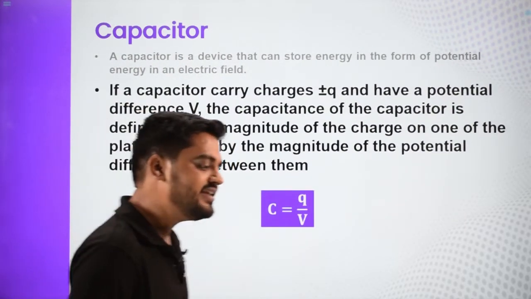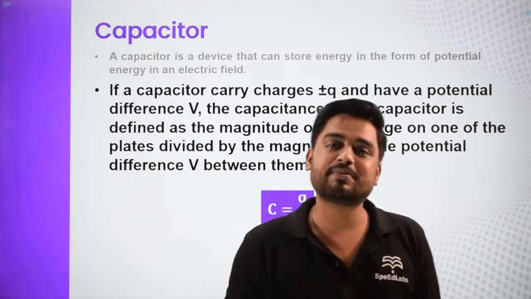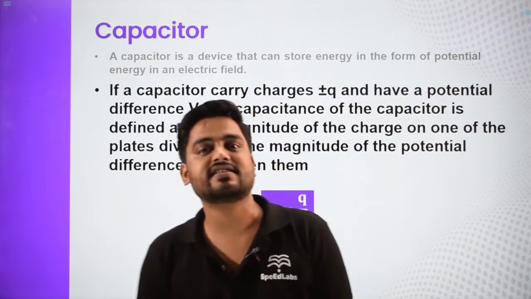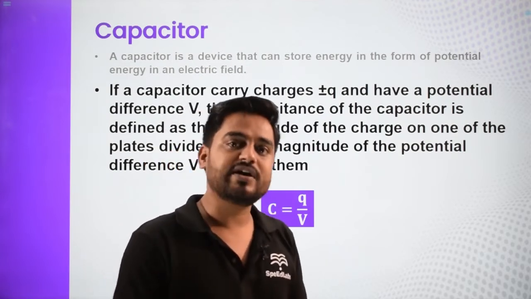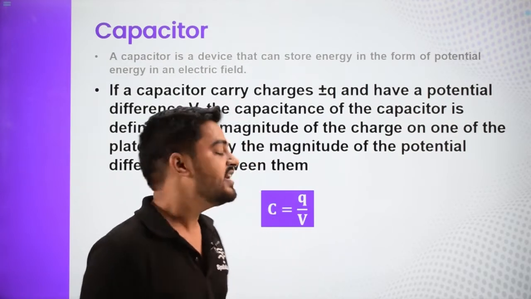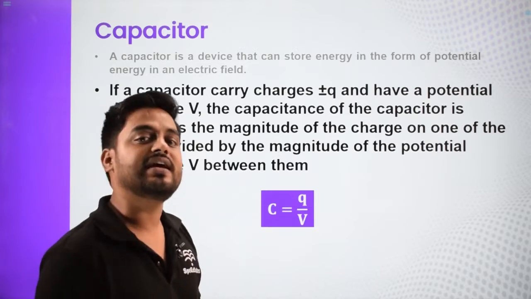Now how do we define capacitance? Basically, capacitor is the device, capacitance is the property, like resistor is the device and resistance is the property of that resistor. So similarly, how do we define the capacity or capacitance?